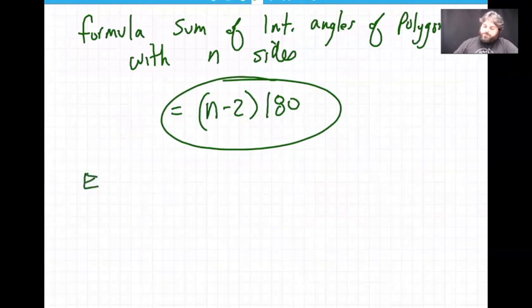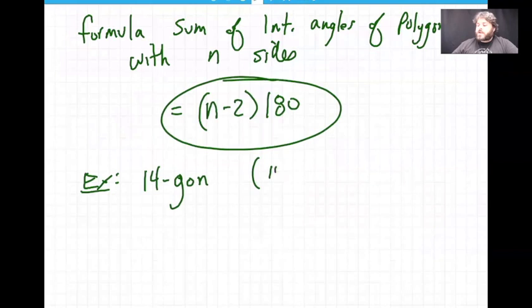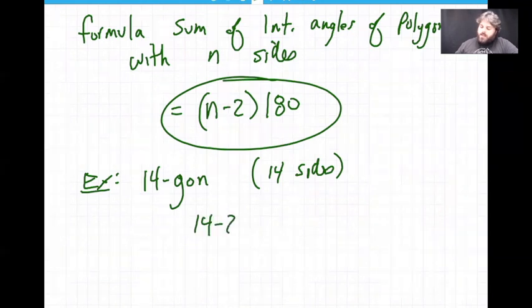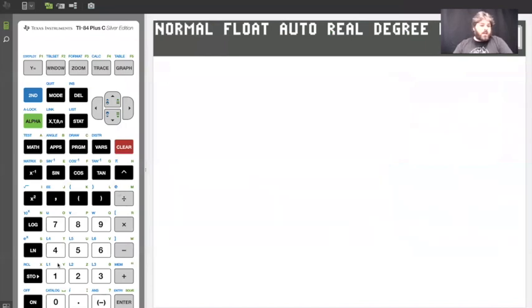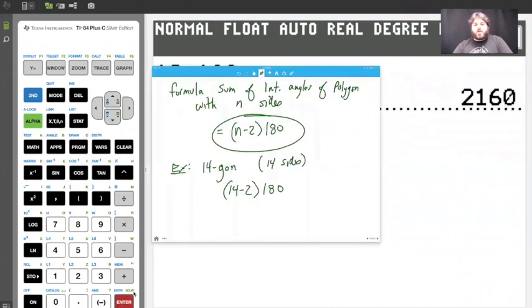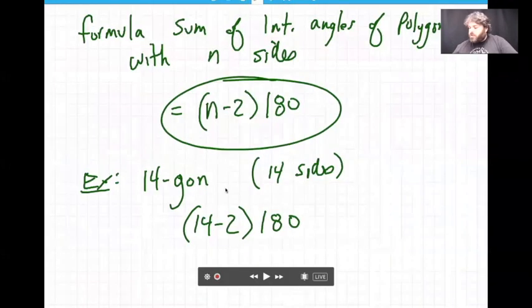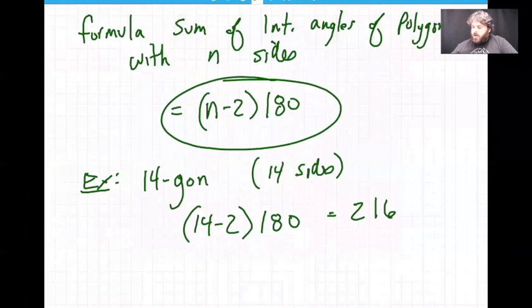So let's look at an example, right? The kind of questions they'll ask is they'll say a 14-gon, which is really a 14-sided polygon. What's the sum of the interior angles there? Well, we use our formula, n minus 2, times 180. n is 14 because n is the number of sides. So we do 14 minus 2, and whatever that is, times 180, okay? That's pretty easy. I just get out my calculator. 14 minus 2 is 12, times 180. That gives me 2,160. So the sum of the interior measures of a 14-gon is 2,160. That's the kind of question they're going to ask.